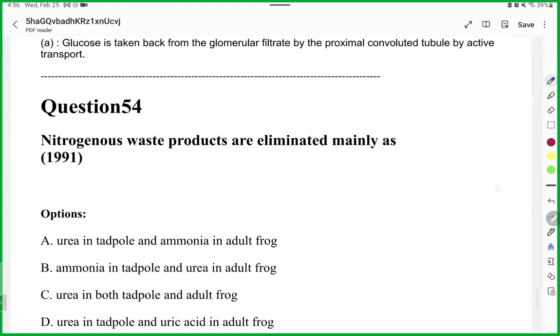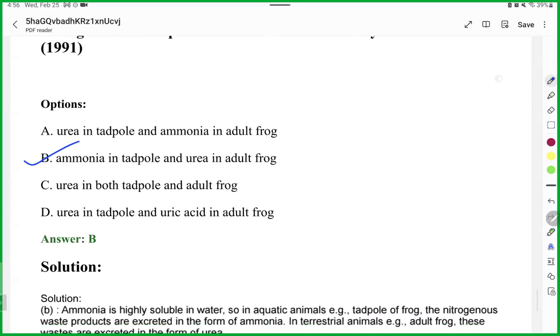Nitrogenous waste products are eliminated mainly as urea in tadpole and ammonia in frog? It's ammonia in tadpole and urea in frog. Option B. Yes, ammonia in tadpole, urea in adult frog.